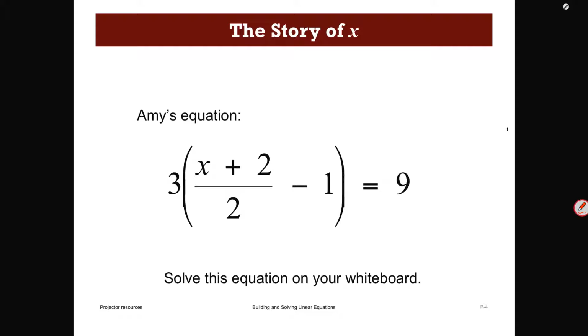So we know, we watched her build this equation, right? So we know what x is because we watched her start from x equals 6 and build this equation. So pretend that you don't know that x equals 6 and solve this equation the way you would if you had no idea that x was 6. Okay?